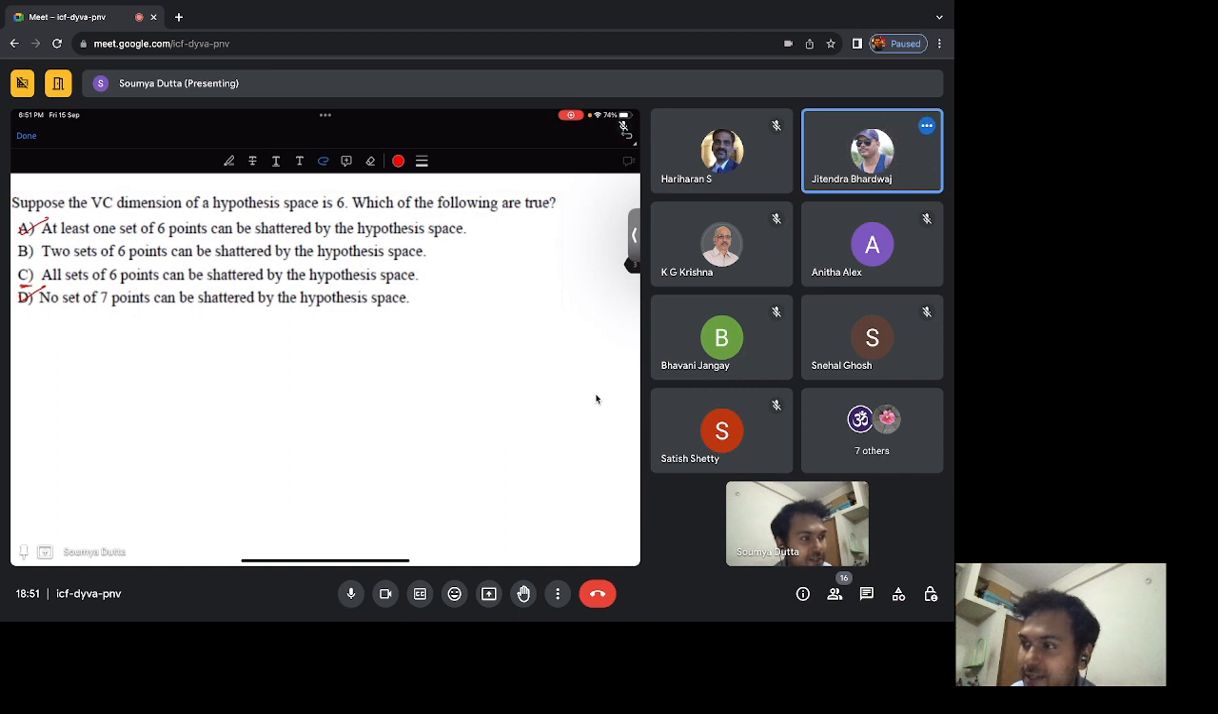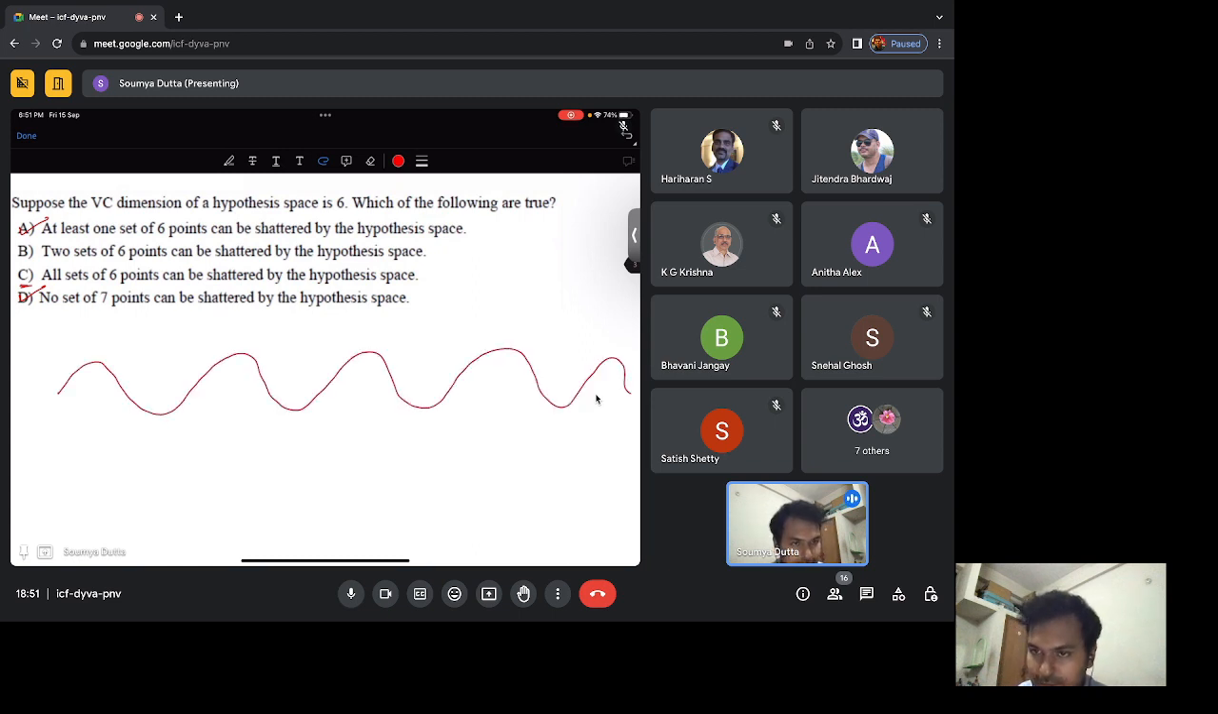See, the way you are approaching VC dimension is incorrect, okay? VC dimension would be like, you have a hypothesis space, right? So first of all, you need to have a hypothesis space like this. And then you ask, what is the number of points that can be shattered by these? Of course, plus minus you can take.